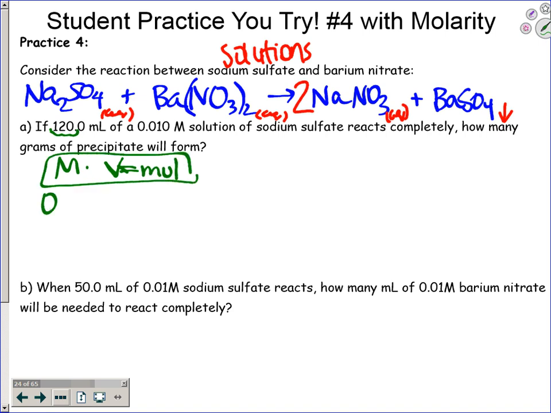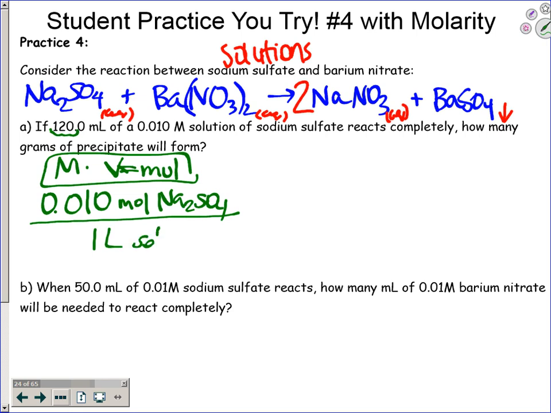So M is 0.10 moles of sodium sulfate per 1 liter of solution. How many liters of solution again? 0.1200 liters. And so the liters will cancel out here, and we get to moles.